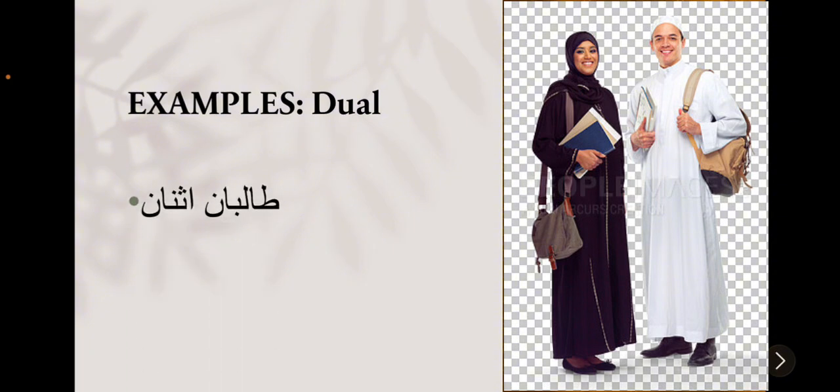Now we look at an example for dual, that is counting 2 things. You simply say talibani ithnan and talibatani ithnatani. Take note, adding ithnan or ithnatani or wahid and wahidatun is optional. You can simply go by saying talibun, 1 student, talibatun, 1 student, feminine, talibani, 2 masculine students, talibatani, 2 feminine students. You don't necessarily have to add ithnan after the ma'dud. It is optional.